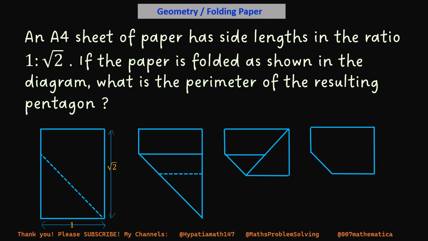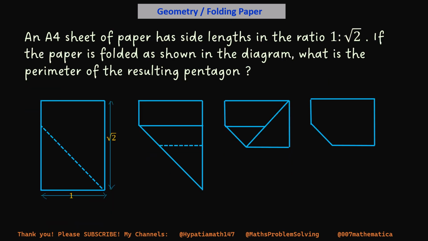An A4 sheet of paper has side lengths in the ratio of 1:2. If the paper is folded as shown in the diagram, what is the perimeter of the resulting pentagon? So I start with marking the vertices, and E is a point where we fold the paper the first time.